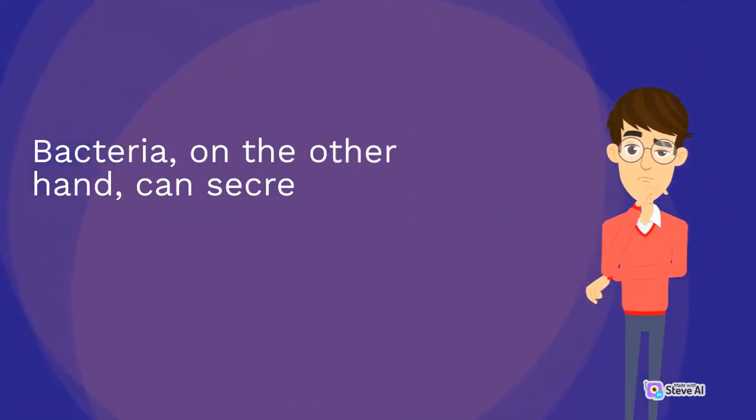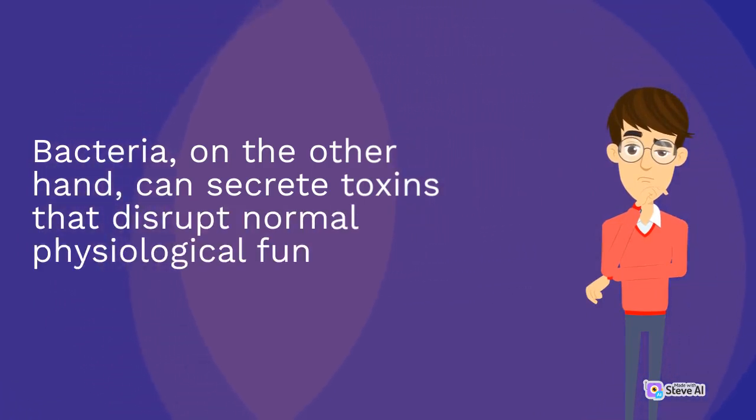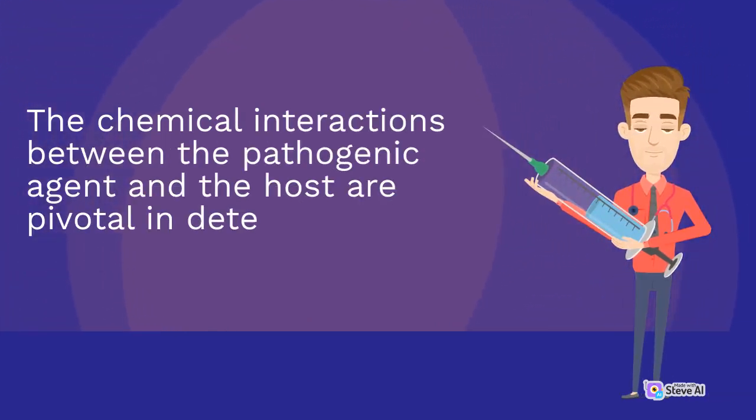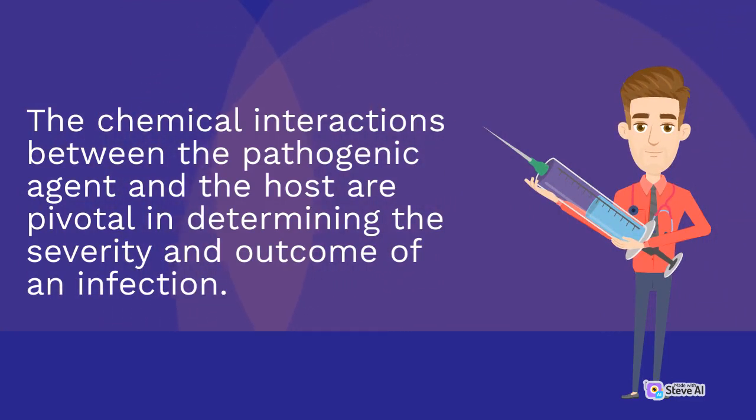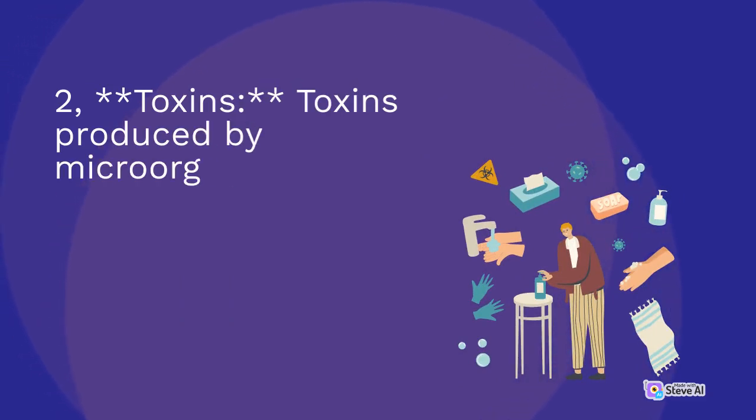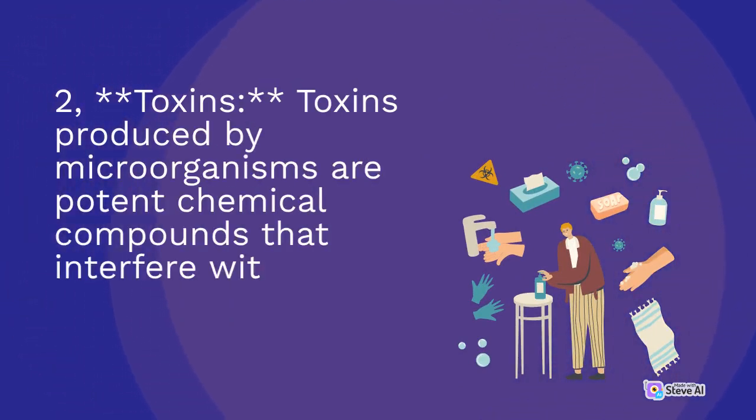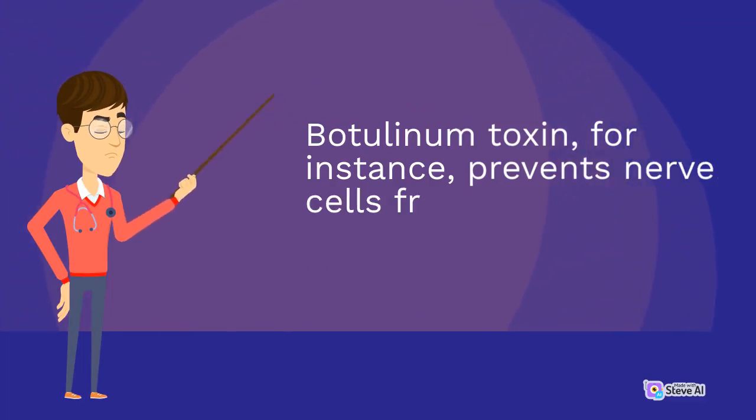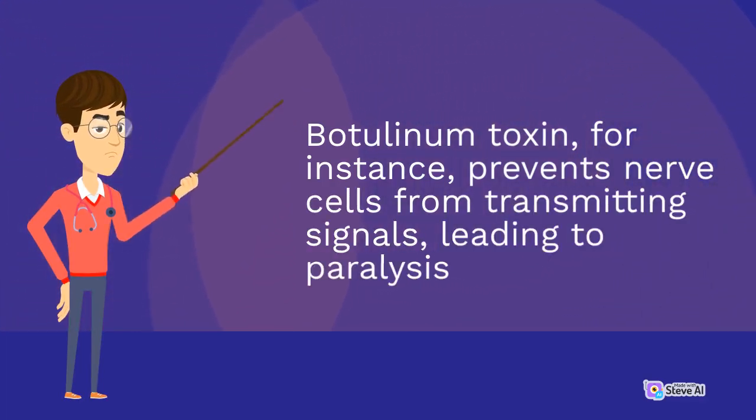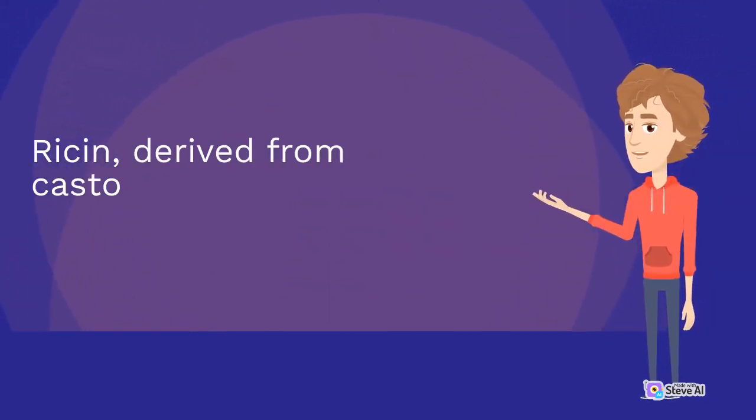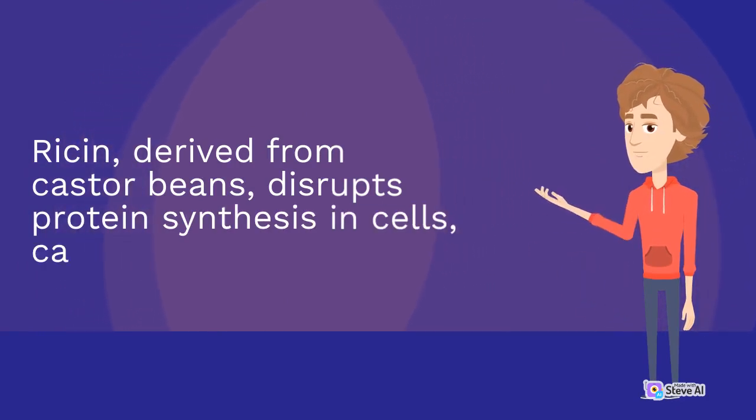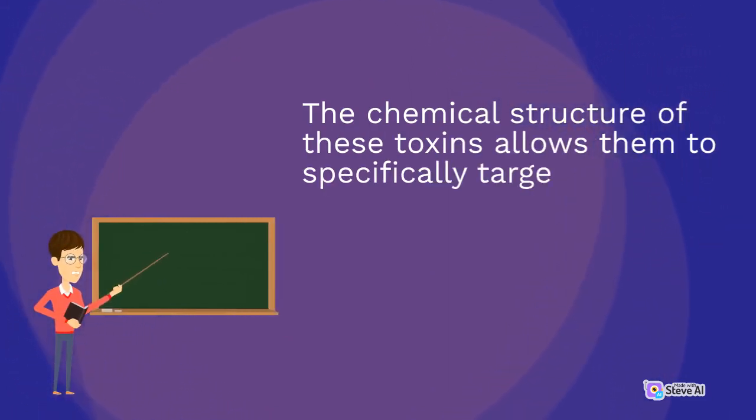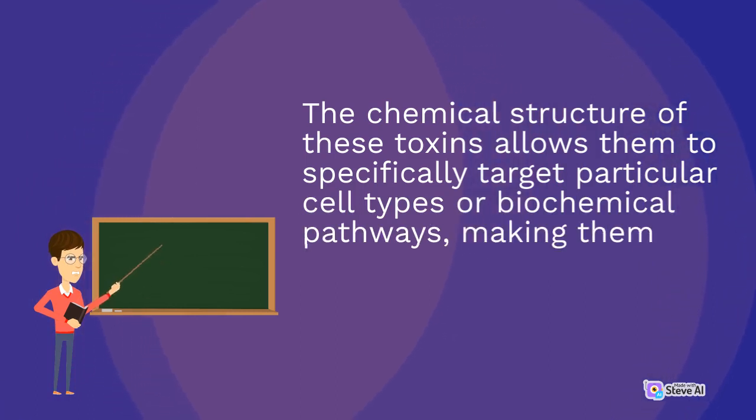Bacteria, on the other hand, can secrete toxins that disrupt normal physiological functions. The chemical interactions between the pathogenic agent and the host are pivotal in determining the severity and outcome of an infection. 2. Toxins. Toxins produced by microorganisms are potent chemical compounds that interfere with cellular processes. Botulinum toxin, for instance, prevents nerve cells from transmitting signals, leading to paralysis. Ricin, derived from castor beans, disrupts protein synthesis in cells, causing cell death. The chemical structure of these toxins allows them to specifically target particular cell types or biochemical pathways, making them effective tools for incapacitation or lethality.